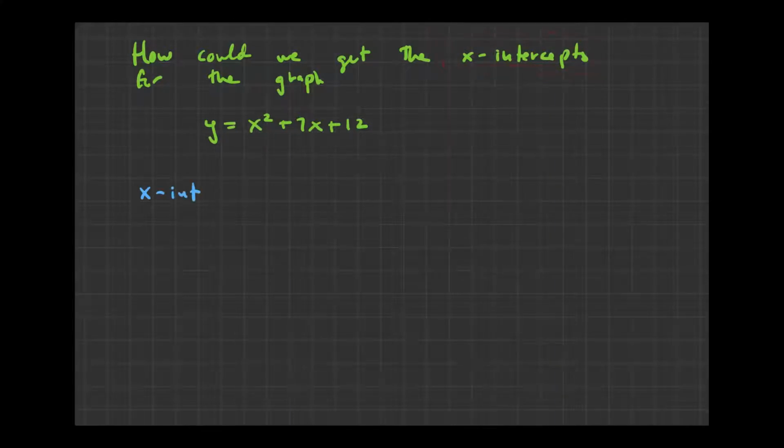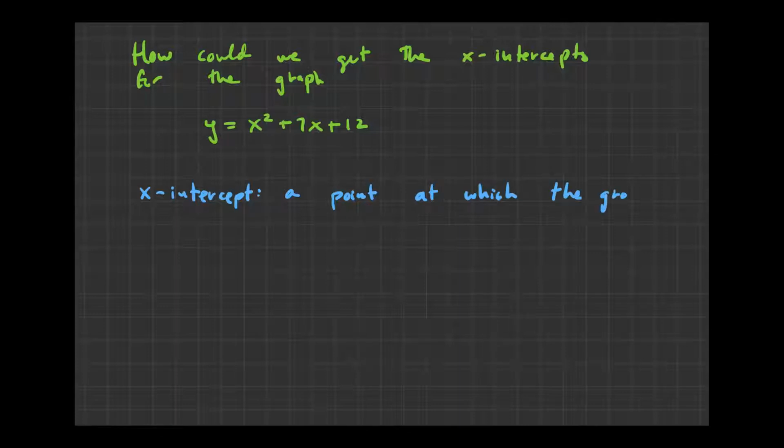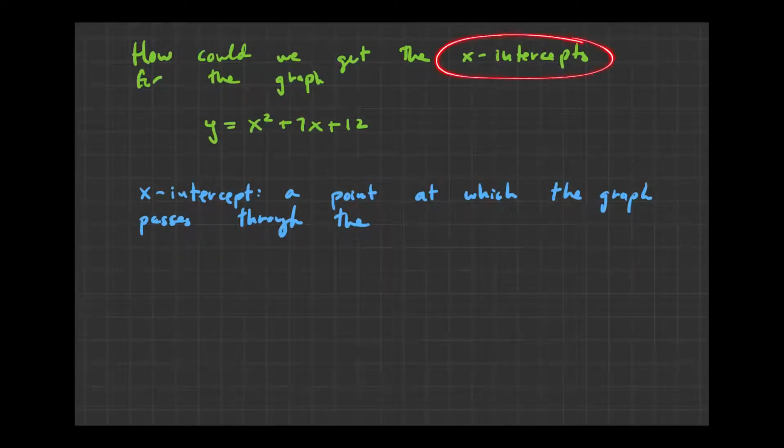Remember an x-intercept. How could we describe an x-intercept? It's a point, yeah. The point at which x goes through y. You kind of got the wording, but it's a little mixed up. Anyone want to help them out? Yeah, the graph passes through the x-axis. Yes, the x-intercept is a point at which the graph passes through the x-axis. Okay?